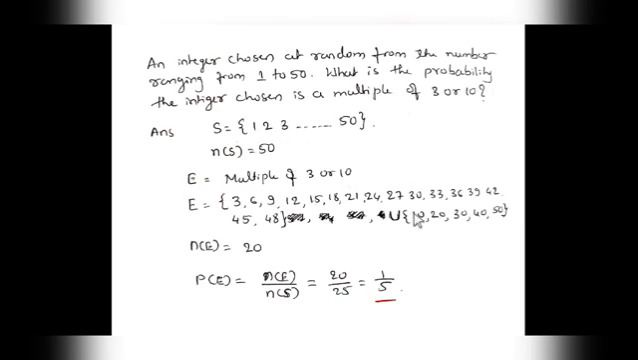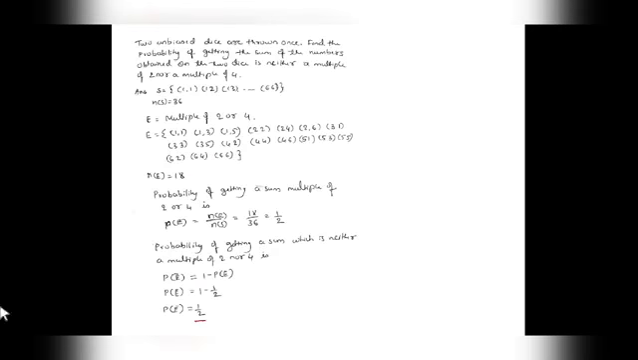Now, if I combine these two, then I'll have a total of 20. As 30 is repeated twice, we have to consider it only once. So, we have total number of elements in E as 20. Probability of E is equal to n of E divided by n of S, that is 20 divided by 50, that is 2 divided by 5.